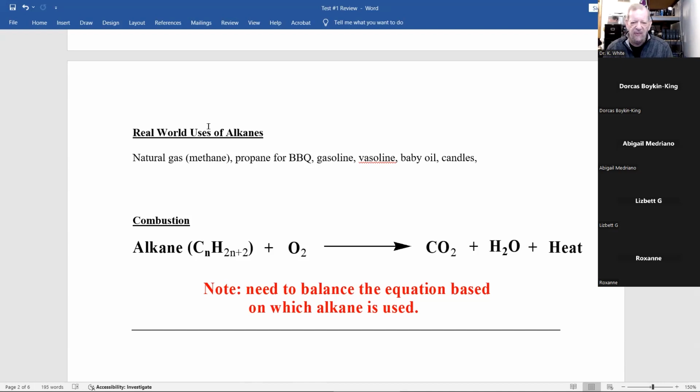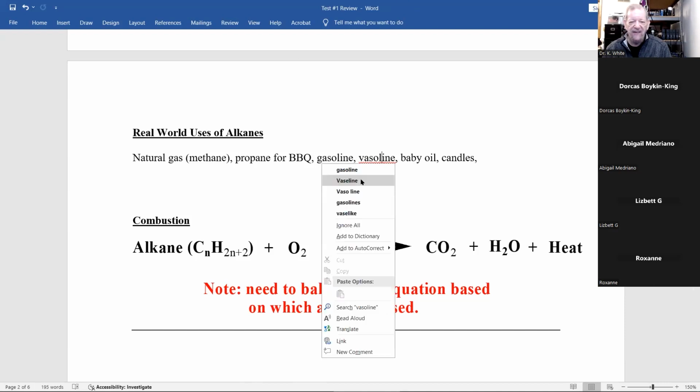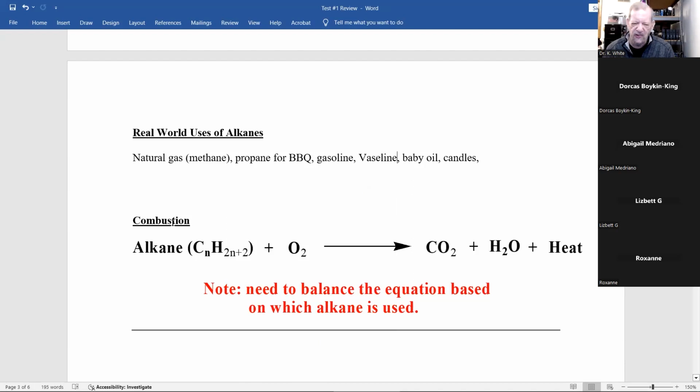So throughout the semester, you'll see, and I spelled this wrong too. But anyways, I was always first down in spelling bee. But you should know real world uses of the different things I talk about. And where would you find an alkane? Natural gas, what you use to cook, that's methane. Propane for your barbecue, that's an alkane. I already mentioned gasoline, Vaseline, baby oil, and 50% of the weight of a candle is alkanes.